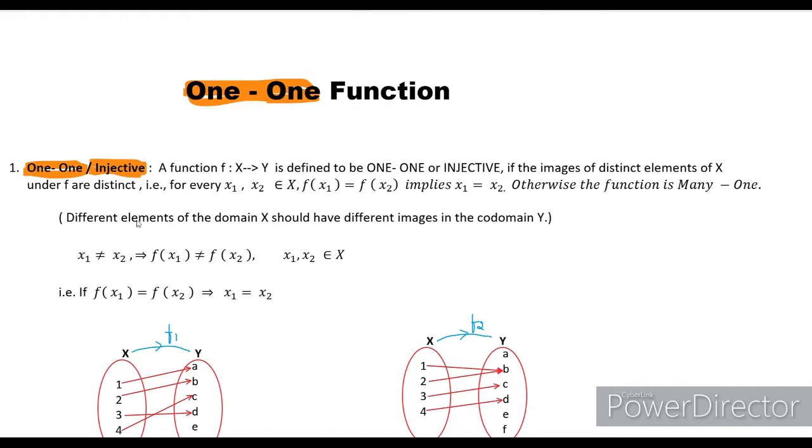Okay. Now let us check the definition first. A function f from X to Y, where X is the domain set and Y is the codomain set, is defined to be 1-1 or injective if the images of the elements of X under the function f are distinct. That means different elements of the domain set should have different images in the codomain set Y.